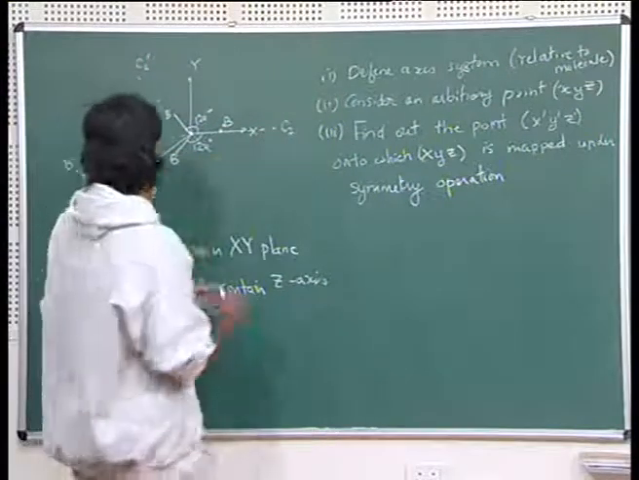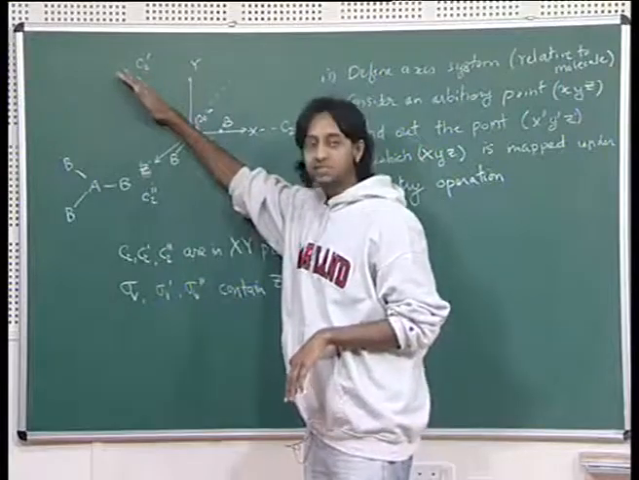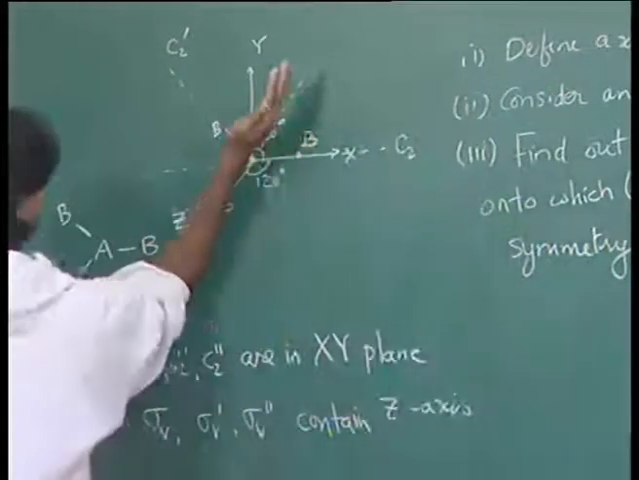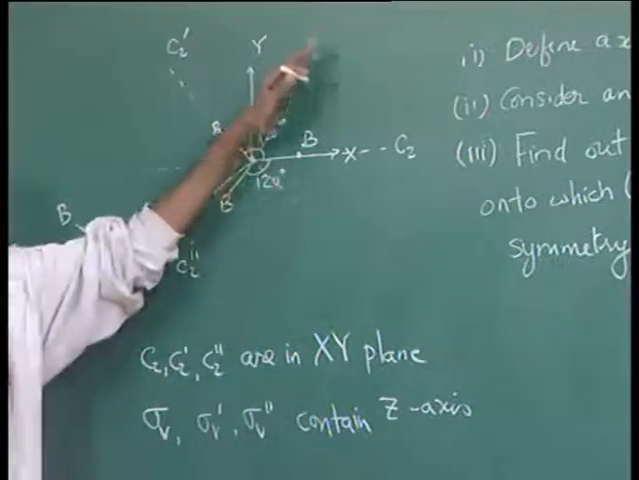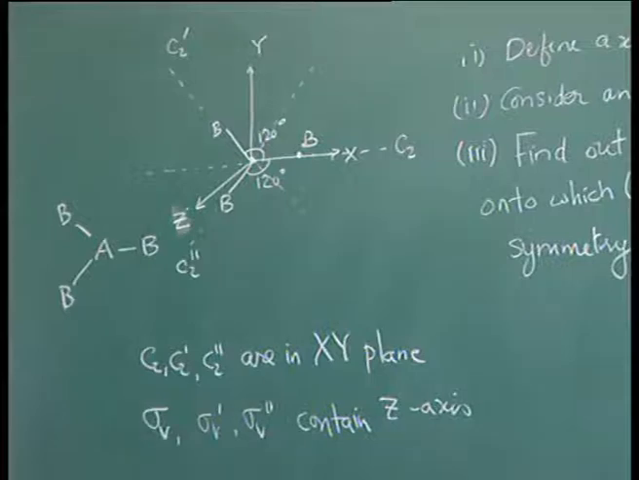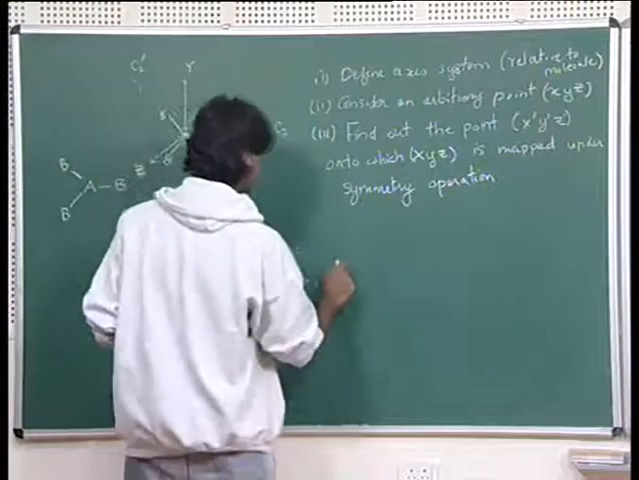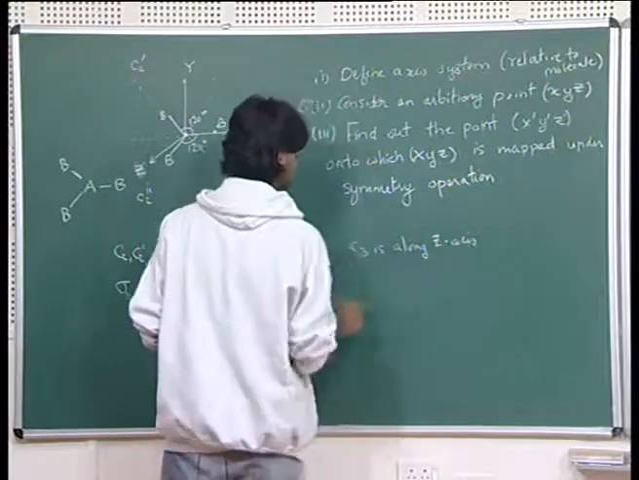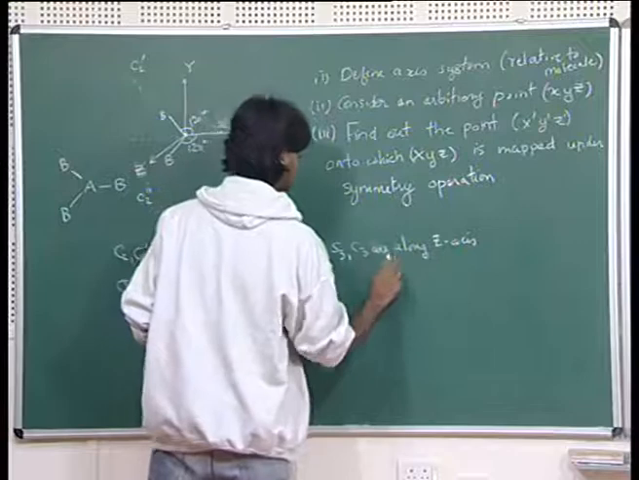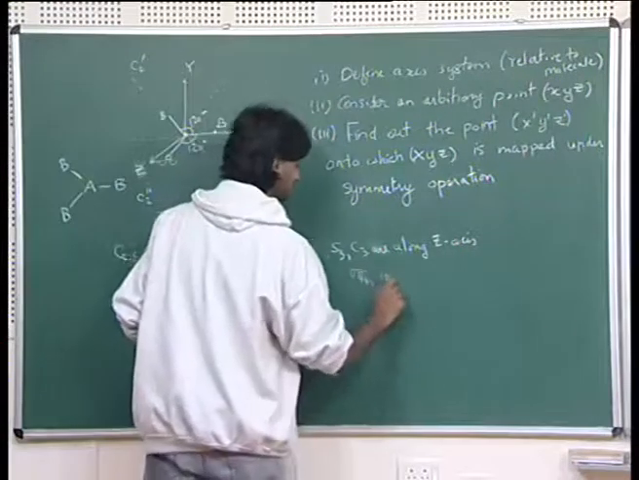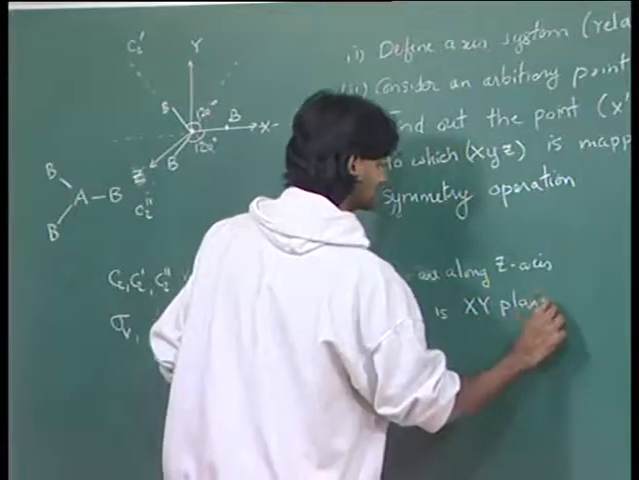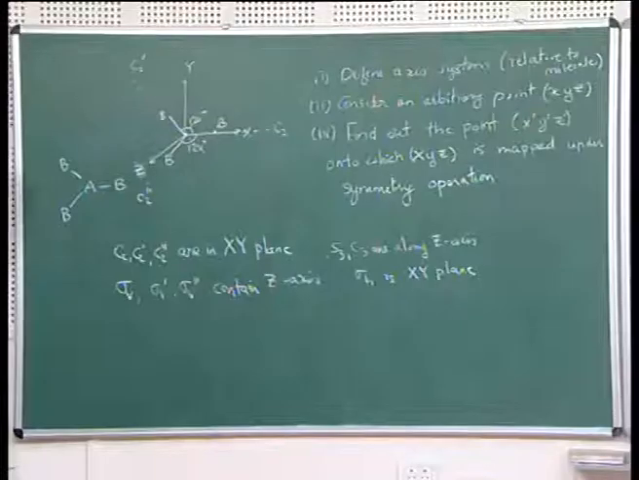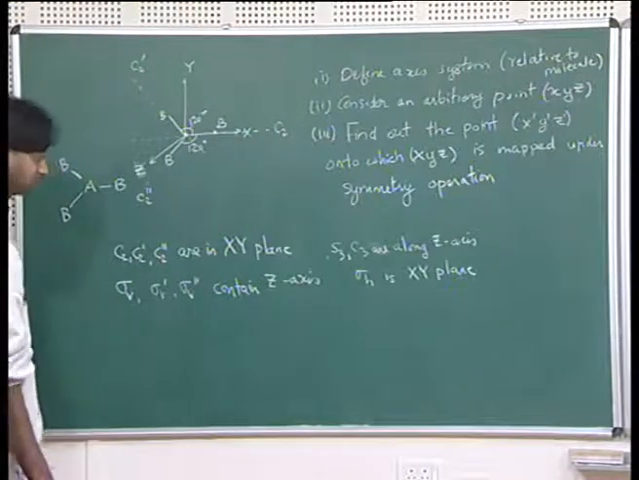Sigma v prime will be in a plane that contains the z axis, and it makes an angle of 120 degrees with the x axis, and similarly sigma v double prime will make an angle of minus 120 degrees with the x axis, and it contains the z axis. Similarly, what else can you say about the other planes? C3 is along the z axis. C3 and S3 are along the z axis. Sigma h is the xy plane. Now knowing all this, we can write each of the operations. I'll just quickly list the operations.